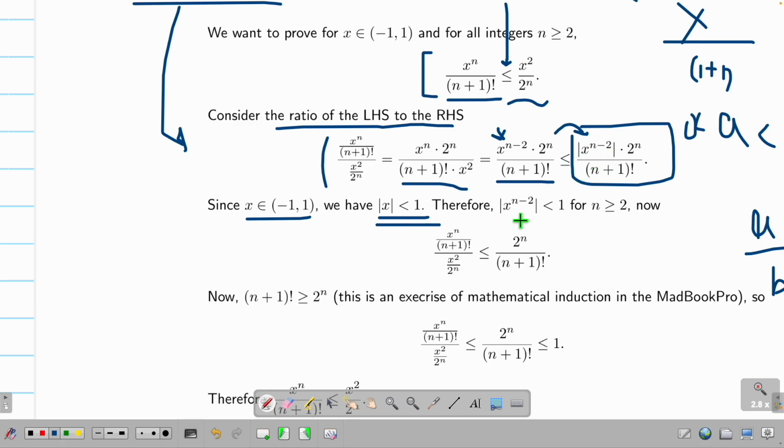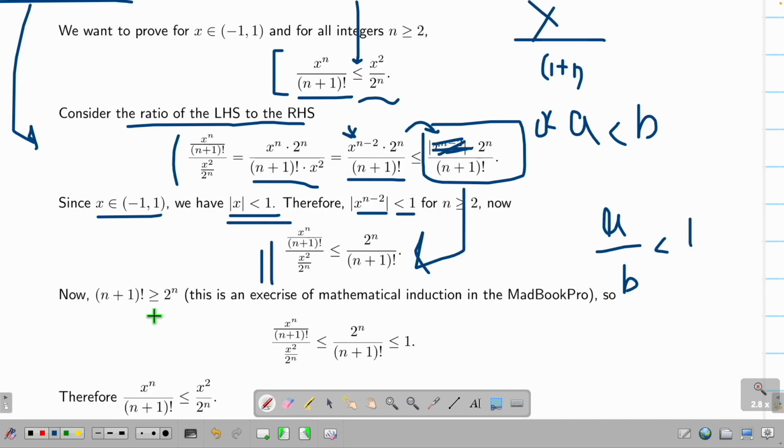Because of this, something smaller than 1, the power will be smaller than 1. So this whole thing, I can delete it. Then I have this. Okay, now I have this. The thing below is larger than the thing on top. This is an exercise in the book on mathematical induction. So this whole thing is smaller than 1.